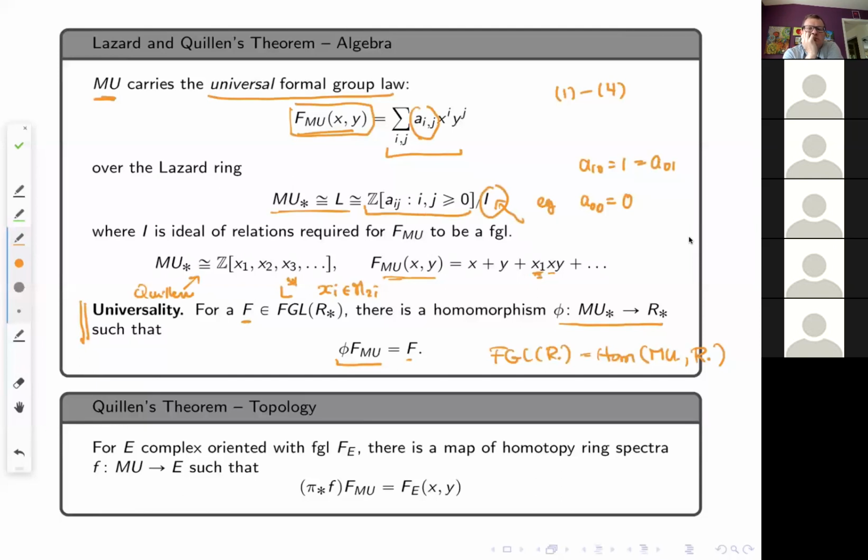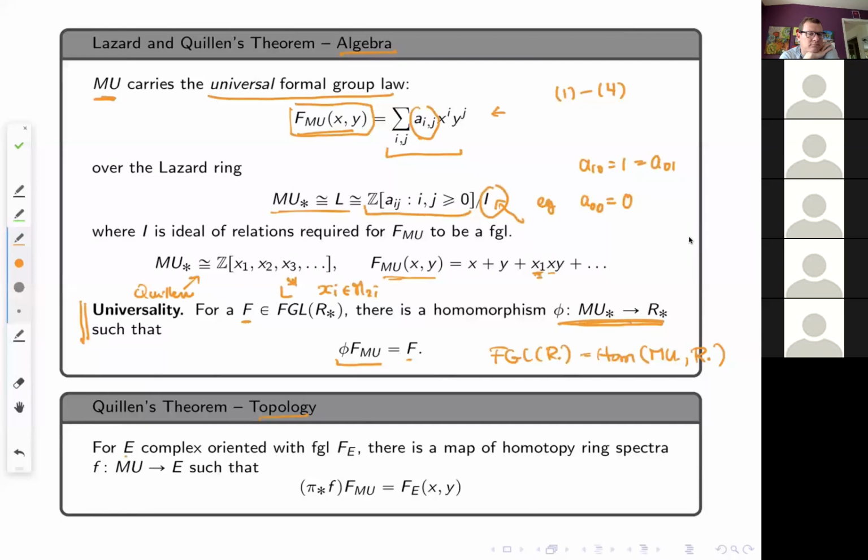that's the algebraic part of Quillen's theorem: you look at MU and its formal group law, and if you want another formal group law, there's a map from MU star to R star that gives you that formal group law by just applying phi to the coefficients of this gadget. But then we're interested in topology, and so this refines.